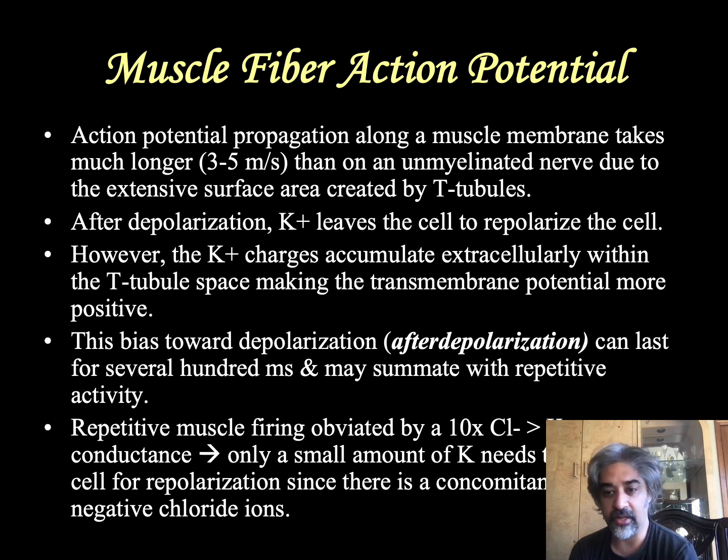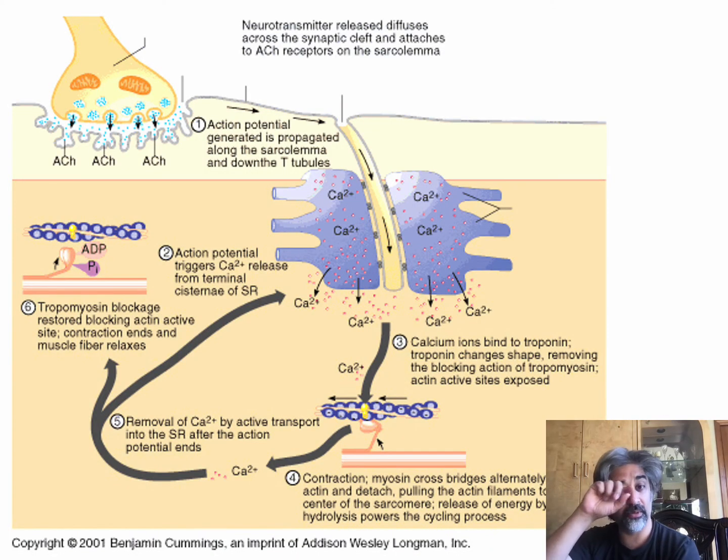Nature has obviated repetitive muscle firing of this nature by providing the sarcolemma with 10 times greater chloride channels than potassium conductance. This means that only a small amount of potassium needs to leave the cell for repolarization, since there's a concomitant influx of negative chloride ions. And so that kind of covers the old slides that weren't covered for you before.